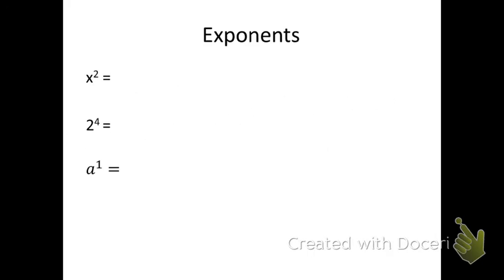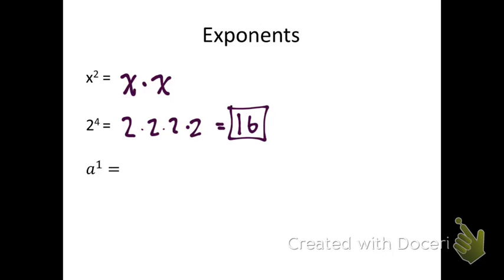So with exponents, you need to recall that x squared really means x times x. 2 to the fourth is really like saying 2 times 2 times 2 times 2, not 2 times 4, which is 8. 2 times 2 times 2 times 2 is actually 2 times 2 is 4, 4 times 2 is 8, and 8 times 2 is 16. So this is really just 16. A to the first is just a. These are things that you should know before going into this lesson.